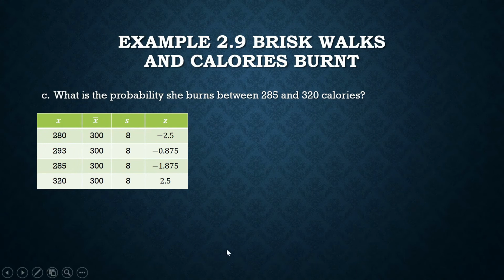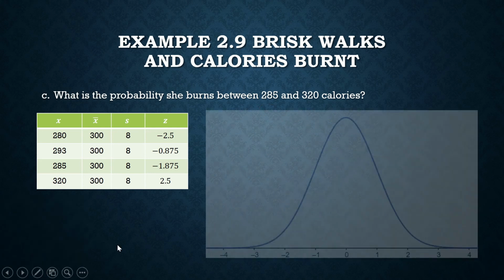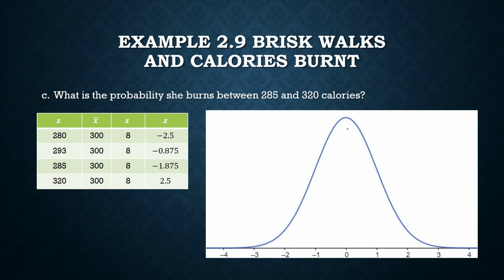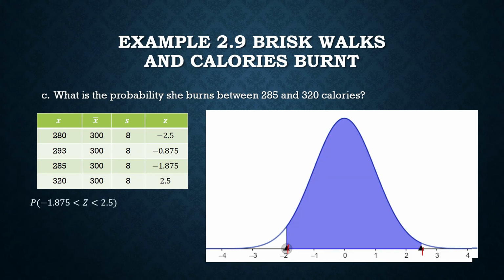What is the probability she burns between 285 and 320 calories? 285 is equivalent to a z-score of negative 1.875, and 320 is equivalent to 2.5. These are their equivalent z-scores. So we are looking for the region between negative 1.875 and positive 2.5. That's the region between these two values of z.